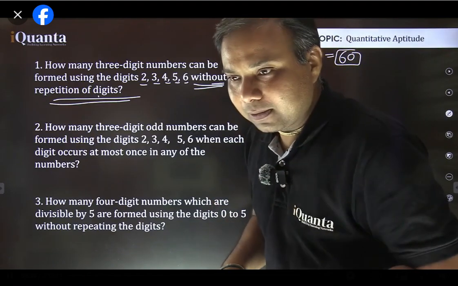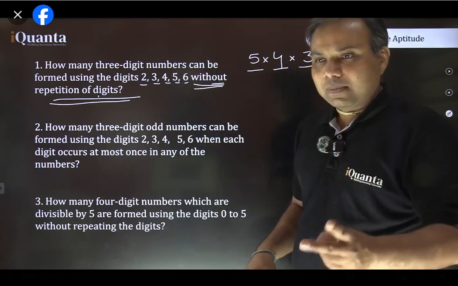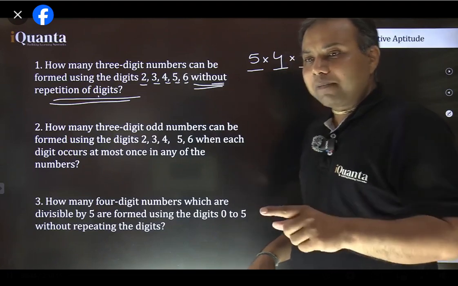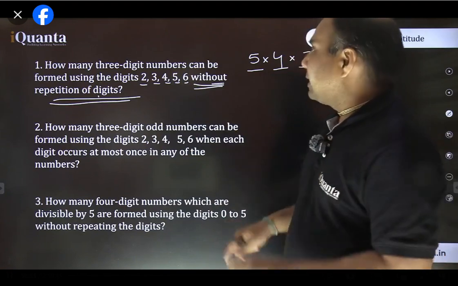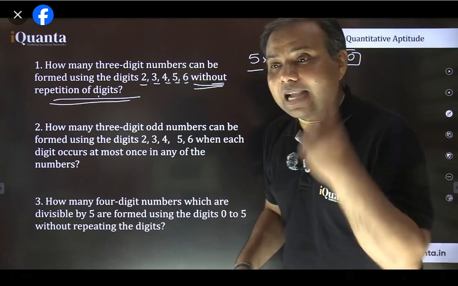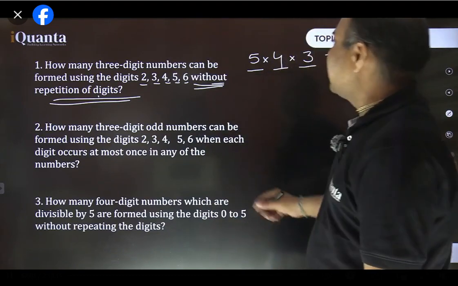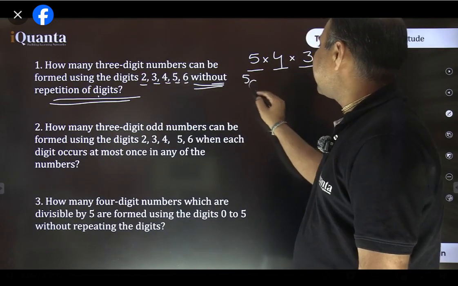Next way. See, if I wish to use a formula, there's another way. I can divide this whole task into 2 parts. First, these are 5 digits. I need to use only 3 digits. So to make a 3-digit number, I need to first select the 3 digits, right? So in how many ways can I select 3 digits out of these 5? So the number of ways is 5C3.